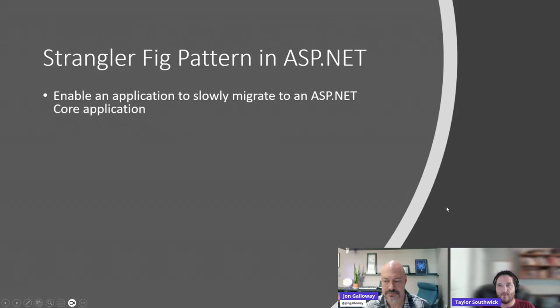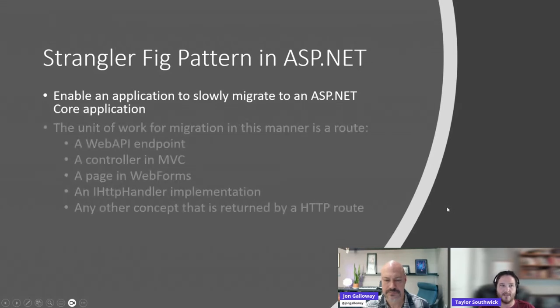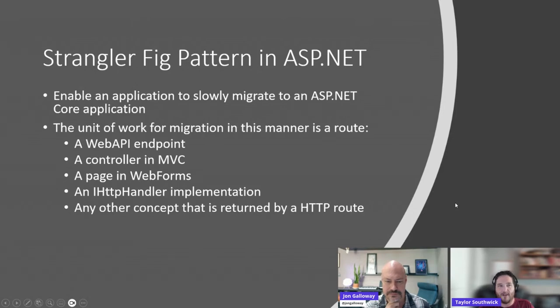But it's intended for that incremental process so that you can continue adding value to your business. And the unit of work of what you're going to be migrating here is a route. And this is implemented in different ways depending on the framework you're coming from. This could be a web API endpoint, a controller, a page in web forms, an HTTP handler, or any other concept that would fall under a route. And what you translate that to on the core side, there's not always a one-to-one mapping. And sometimes there's no great choice, as many of you probably have seen for pages for web forms. There's no direct mapping. Like Blazor can work there, but sometimes people just do Razor pages. There's a lot of options there. But the idea is that you work with a route and you incrementally migrate that over.